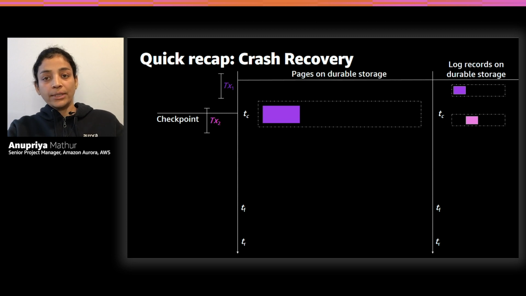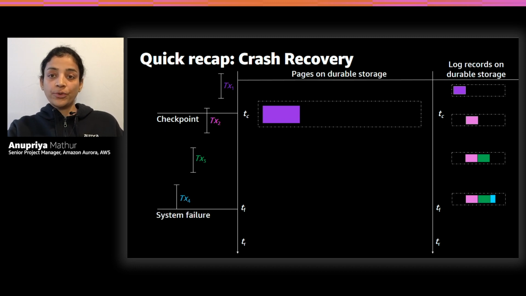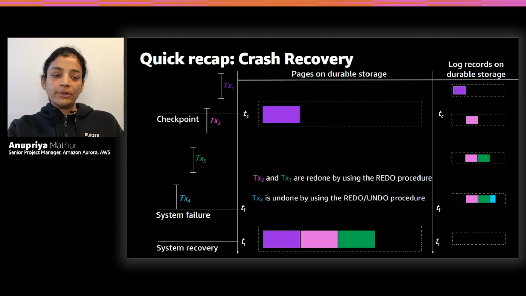At the checkpoint, the pages corresponding to transaction 1 are written down to durable storage, but not transaction 2 yet because transaction 2 has not yet completed. Then transaction 2 completes and the corresponding log records are written. Then we have a transaction 3 for which also log records are written. And then we have a transaction 4, but while it is running, at time TF we have a system failure. So transaction 4 did not complete. Now let's see how the system recovers from this.